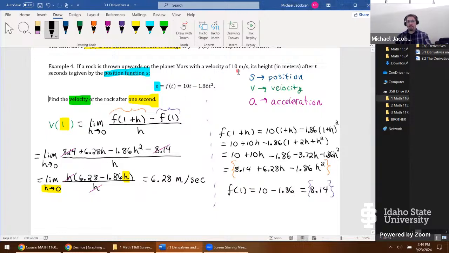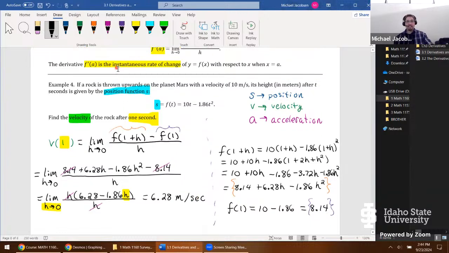So if you have an initial velocity of 10 meters per second when you threw the rock upwards on the planet Mars, then after 1 second, it's still moving upwards pretty fast, but due to gravity, the velocity is getting less and less. Eventually, that'll turn into a 0, and then eventually the velocity will be negative, but that just means the rock is now coming down before it hits the surface of the planet. But that's essentially what our derivatives are trying to give us. It's always a rate of change, but it's an instantaneous rate of change.